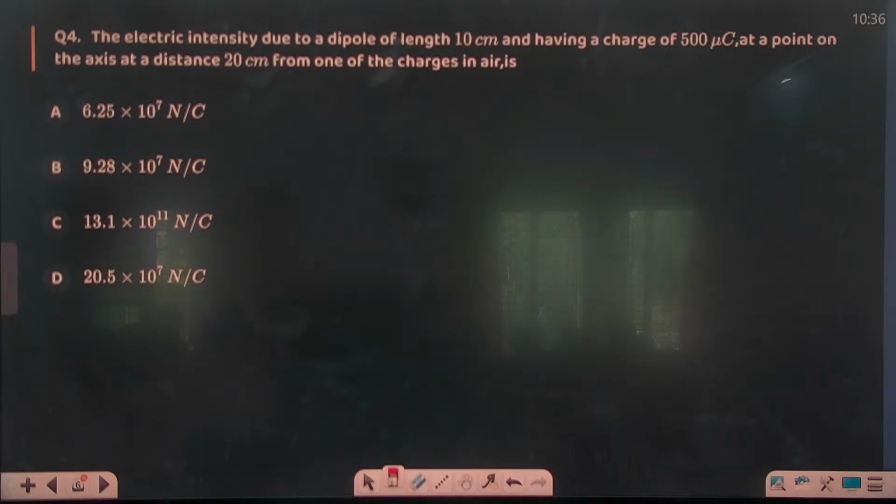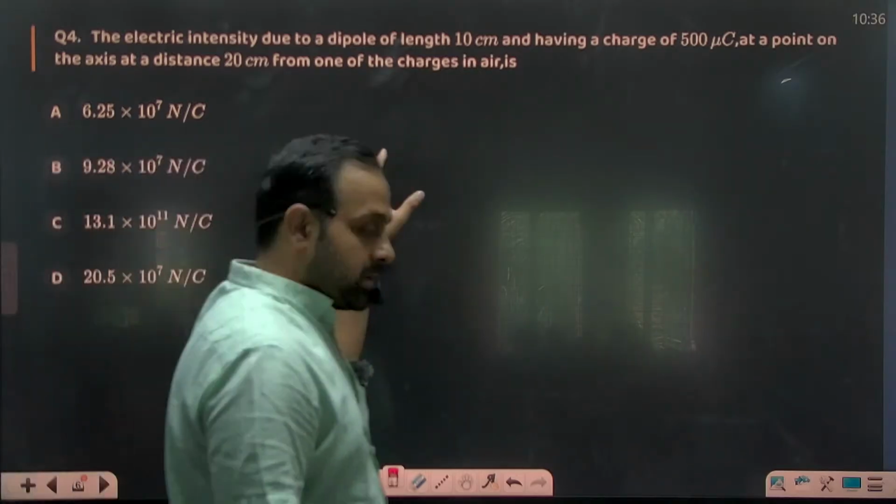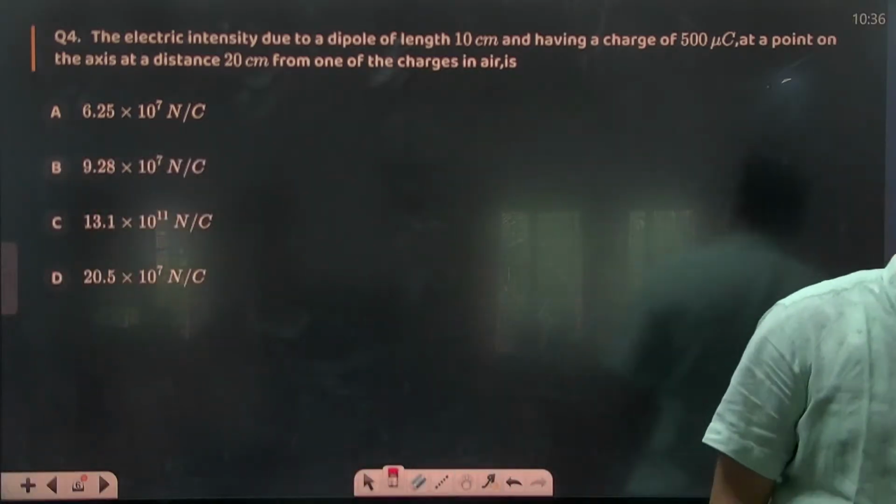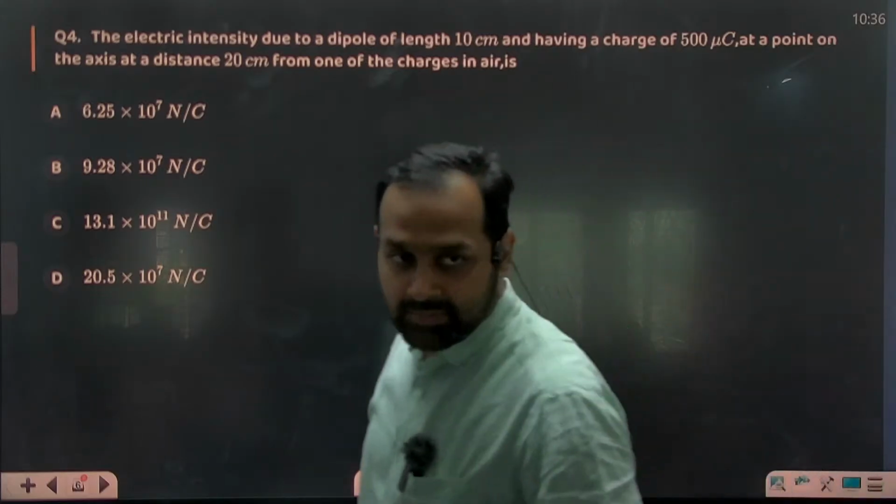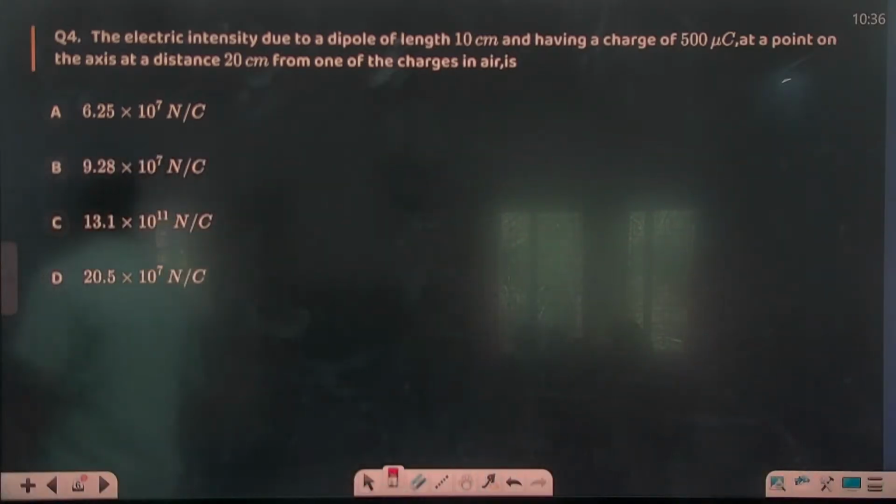The electric field intensity due to a dipole of length 10 centimeter having a charge of 500 microcoulomb at a point on the axis at a distance of 20 centimeters from one of the charges in air is. Okay. Read this question. First tell me which formula you will use. You will use the short dipole formula or the regular formula?